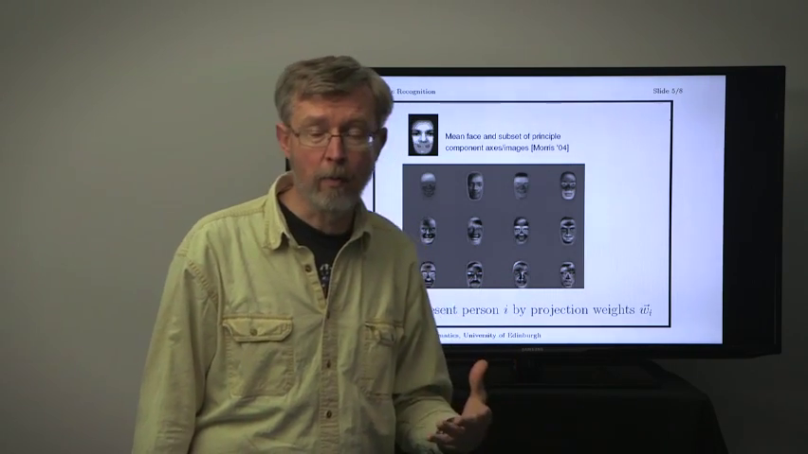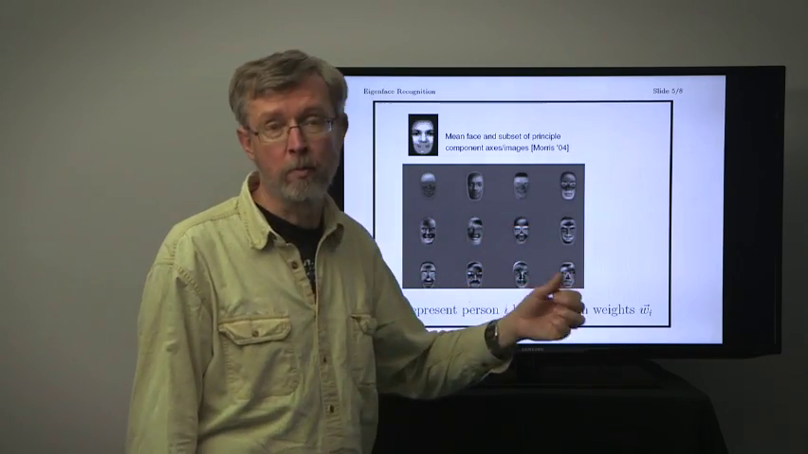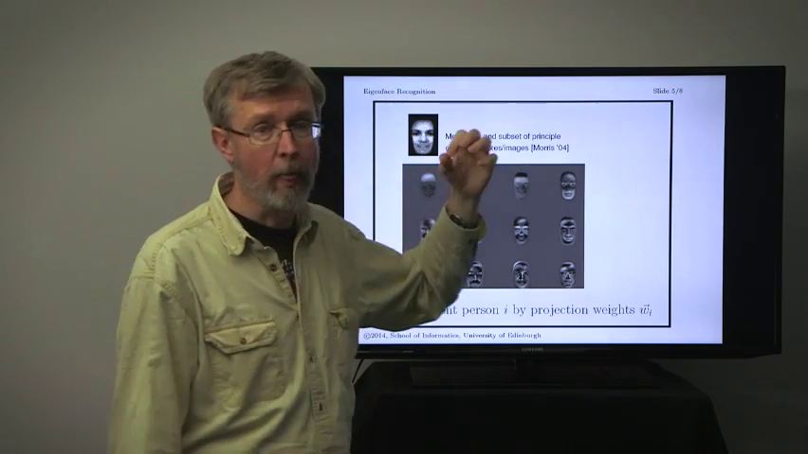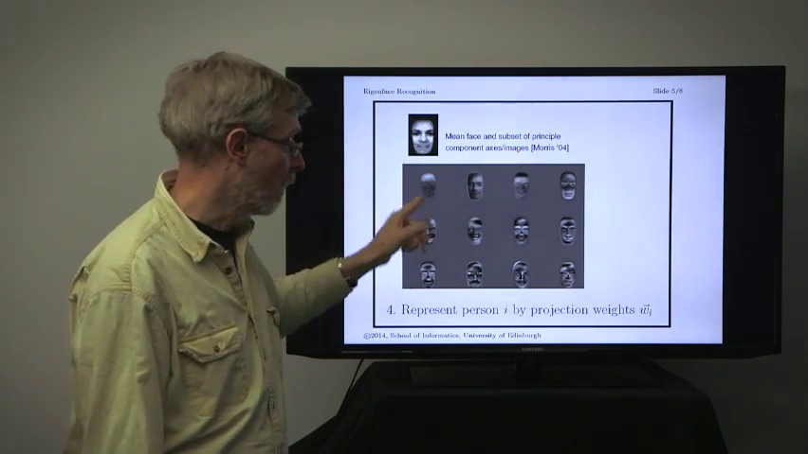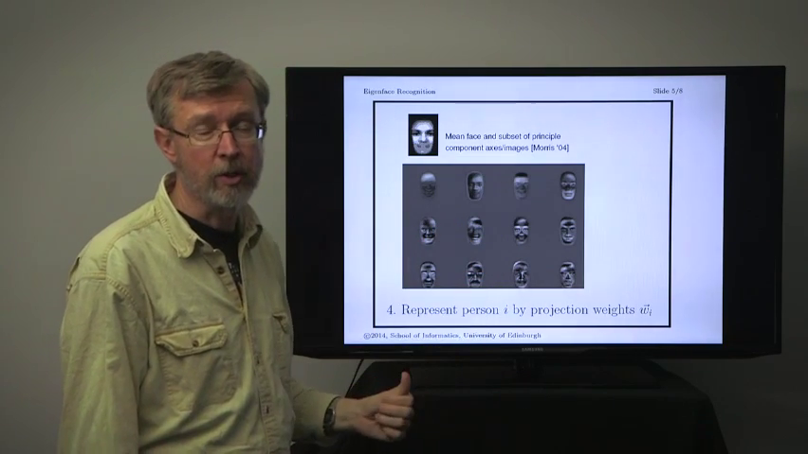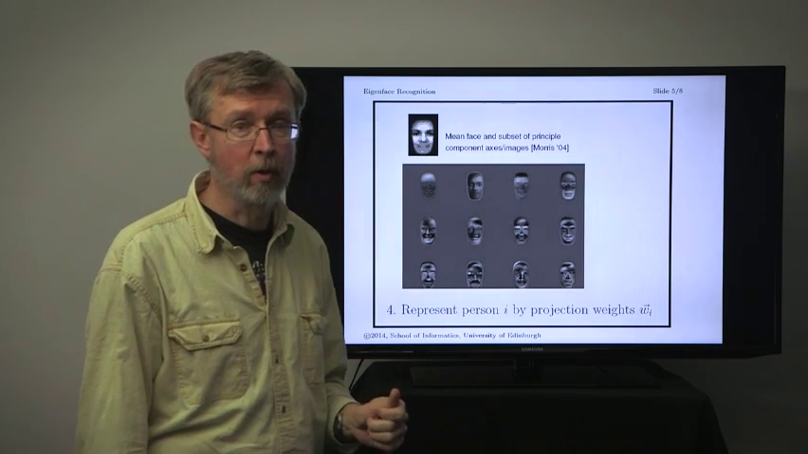So when we have an example picture of a new person, as with the point distribution model, we can subtract the mean face and project that difference onto each of our principal components, and that gives us a set of weights that allows us to describe that face in a much smaller dimensional space.